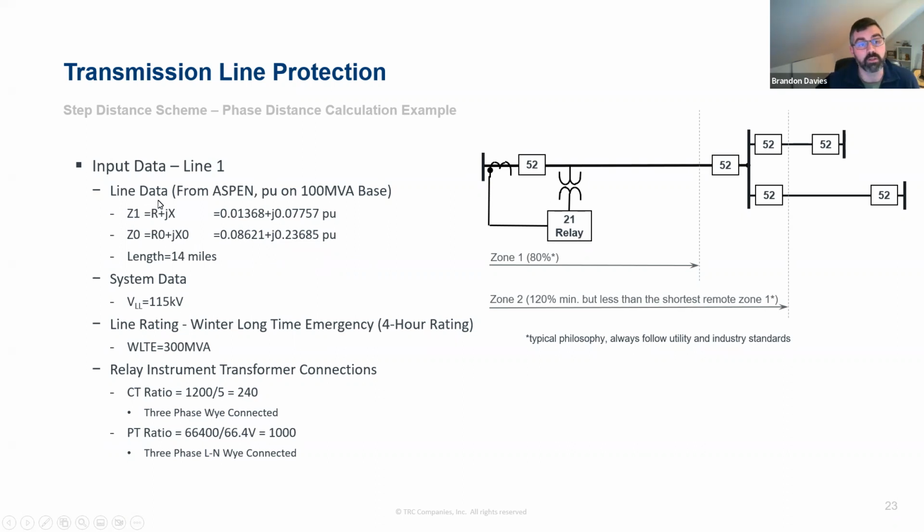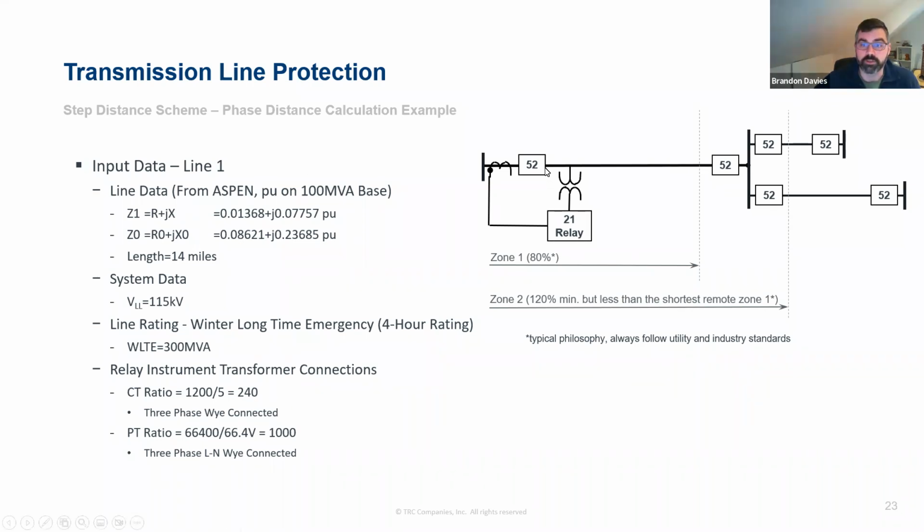So we've got the line data, which would come from Aspen, and in this case, it's per unit quantities on a 100 MVA base. And we've got the positive sequence, Z1 here, and the zero sequence, and that's set up in an R plus jX format, which you're all familiar with. And that's what you'd see if you open up the line window in Aspen. It's going to show you this information.